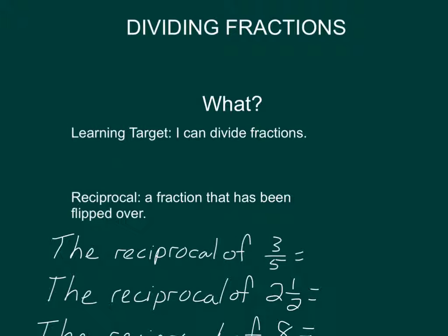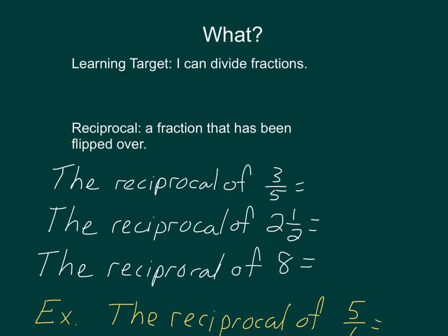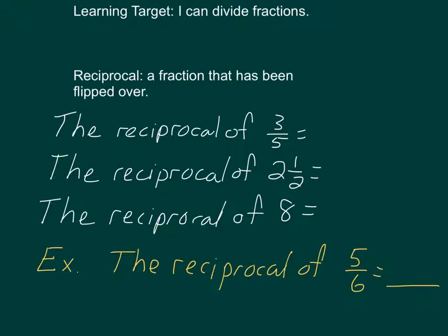Also in the what section, you've got a vocabulary spot. You're going to need to put in the definition of a reciprocal. A reciprocal is a fraction that has been flipped over. That's not the official definition, but that's one that'll make sense to you. So, here are some examples. The reciprocal of 3/5 is 5/3.